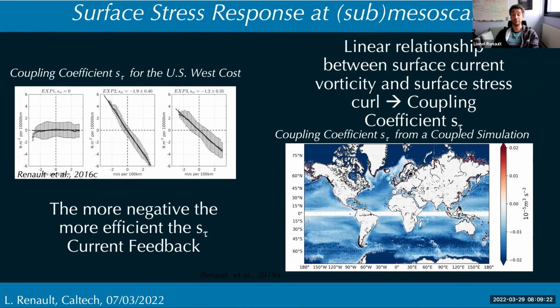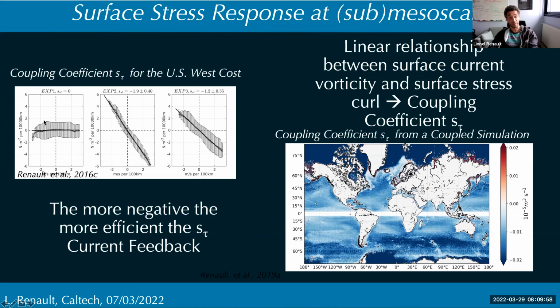And actually, we can have some metrics to estimate the wind response and the stress response to the surface currents, and then we can compare those metrics to the observations. The first metric we have is the coupling coefficient between the surface current vorticity here and the surface stress curl here. We can just do a simple scatter plot with some binning to have a coupling coefficient, which will be the slope between surface current vorticity and surface stress curl.